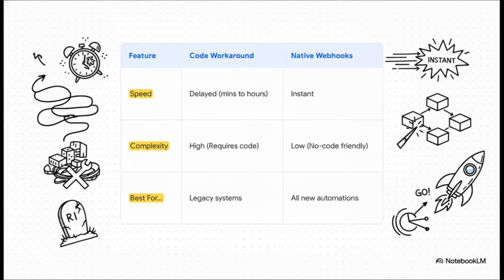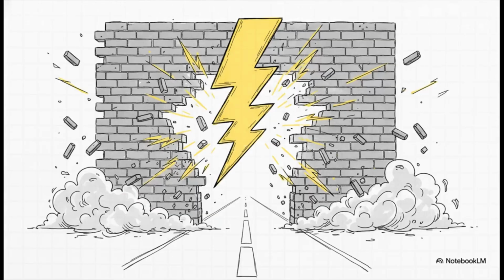There's the old way of doing Notion automation, and then there's the new way. And the difference is just night and day. We went from a system that was slow, super complicated, you needed to know code, to something that is instant, totally reliable, and completely no-code friendly. That old workaround, it's basically a museum piece now. For any new automation you're thinking of building, webhooks are, without a doubt, the way to go. So here's the bottom line.